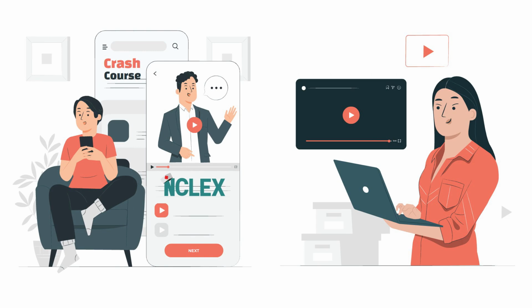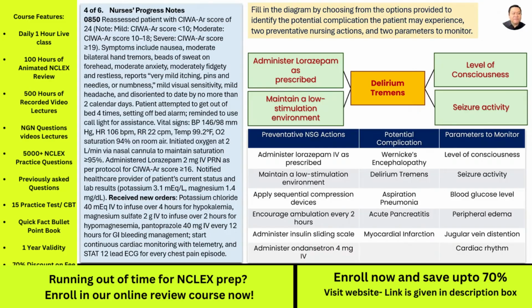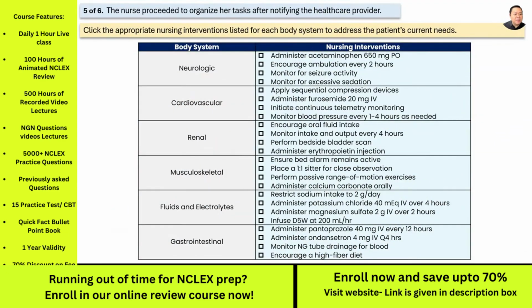Now, let's continue with the topic. Let's move on to our 5th test item here. So this is a matrix multiple response grouping. Let's take a look at the case. It says the nurse proceeded to organize her tasks after notifying the healthcare provider. Your task is to click the appropriate nursing interventions listed for each body system to address the patient's current needs.